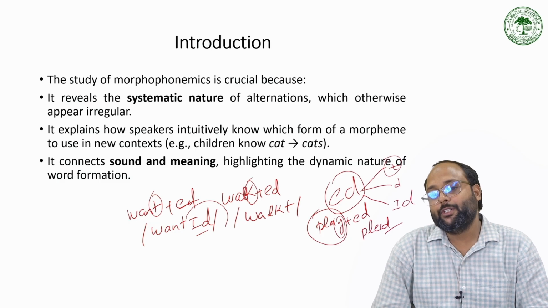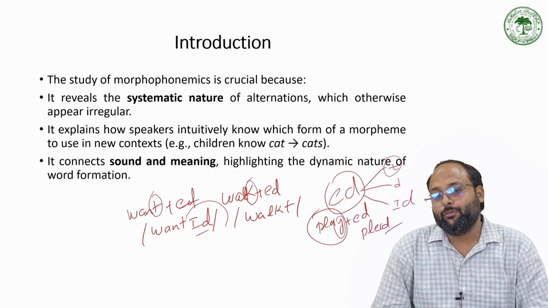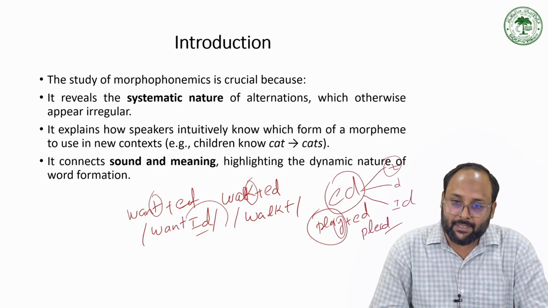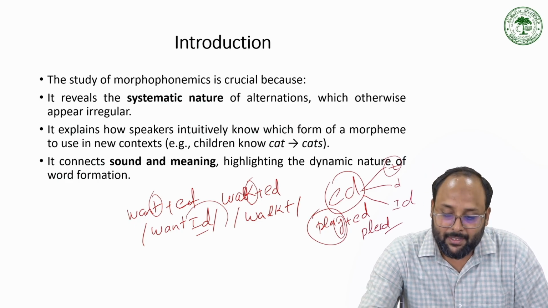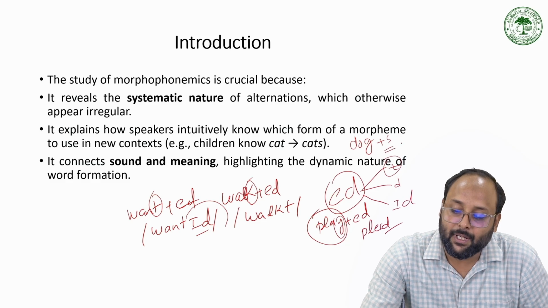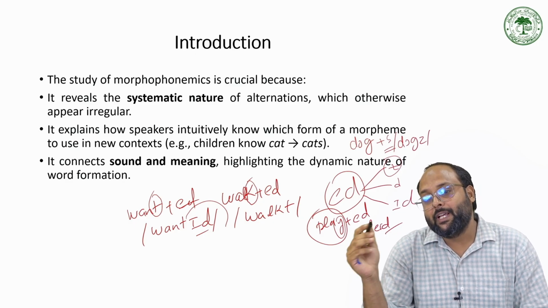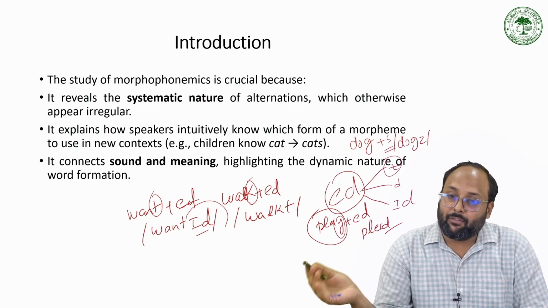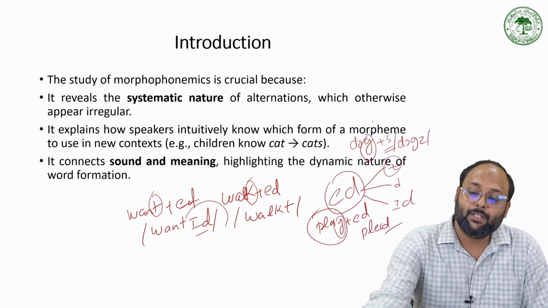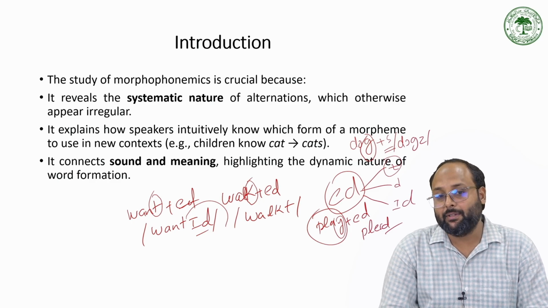It explains how speakers intuitively know which form of the morpheme is used in a new context. Like when we make cat plural, cats, we are not using /z/. If we have the word dog, then /s/ becomes /z/, like dogs. That is the rule we already know in our mind. When we add the plural morpheme after dog, since g is voiced, it occurs as /z/, dogs. That is the intuition we have in our mind.